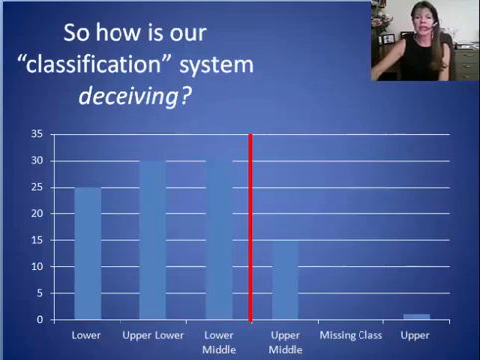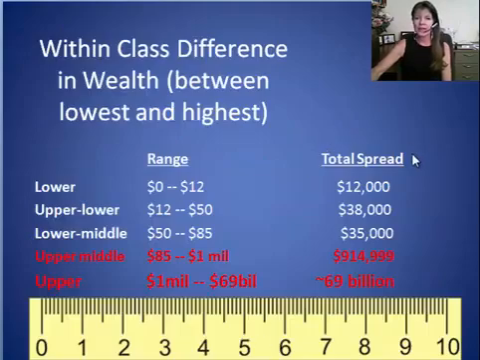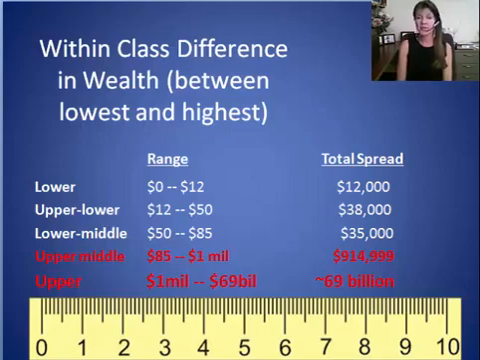Normal distribution is based on standard deviations, right? For those of you who've had stats, meaning that the classes should have a similar spread or range of wealth. So let's compare the spreads of wealth within each class. We're going to be looking now at this, focusing on this total spread column, right? Normal distributions are based on standard deviations, thus assume somewhat equal ranges of wealth within the different categories here.